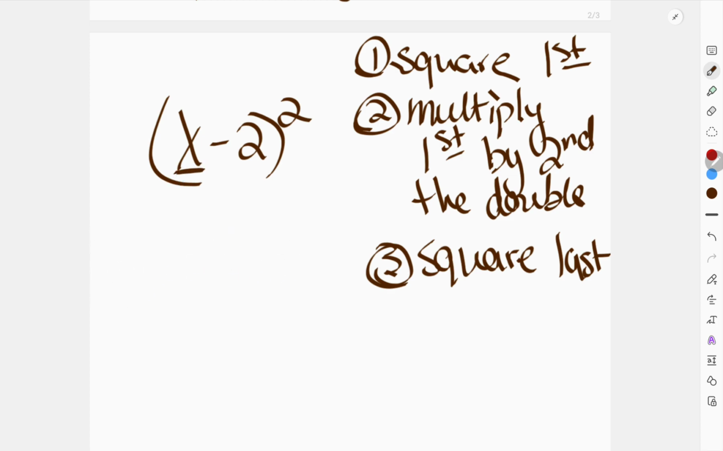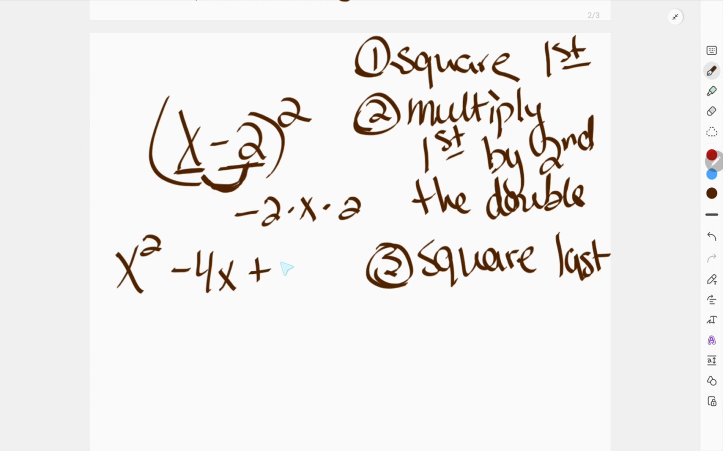So square the first, x is my first, and I square it, I get x squared. I multiply the first by the second, that's negative 2 times x, and double it. So negative 2 times x is negative 2x, times 2 is negative 4x. And then square the last. The last is negative 2. Negative 2 squared is positive 4. And that is your answer. Okay?